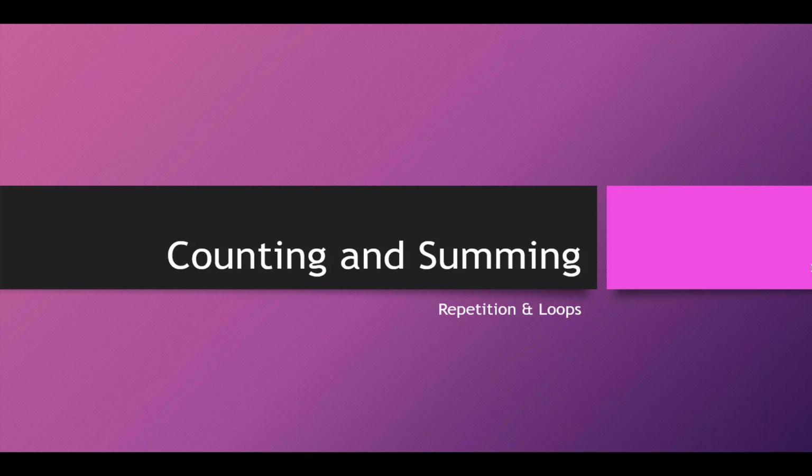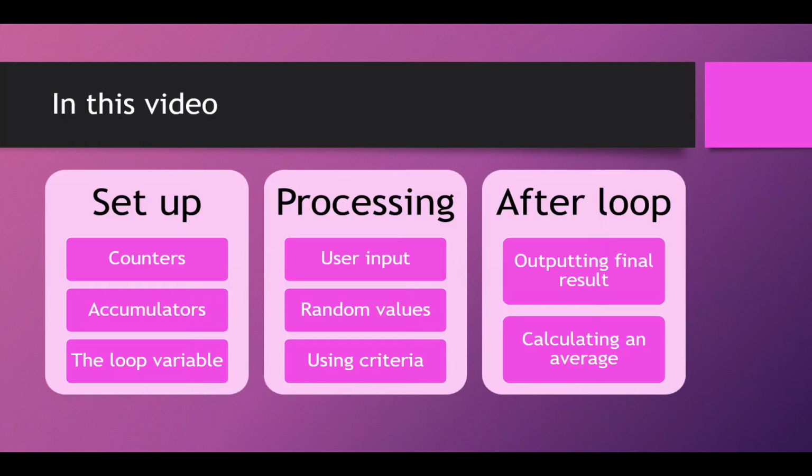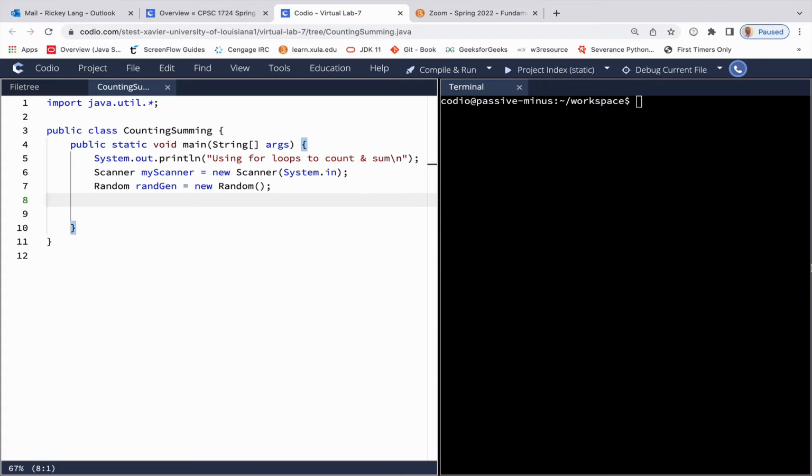In this video, we'll look at using for loops for counting and summing. Some of the things we'll touch on in this video are setup of counters, accumulators, and setting up the loop variable, processing with either user input or random values, and then combining criteria with that, and then what to do when the loop is finished. So we'll get started with this.